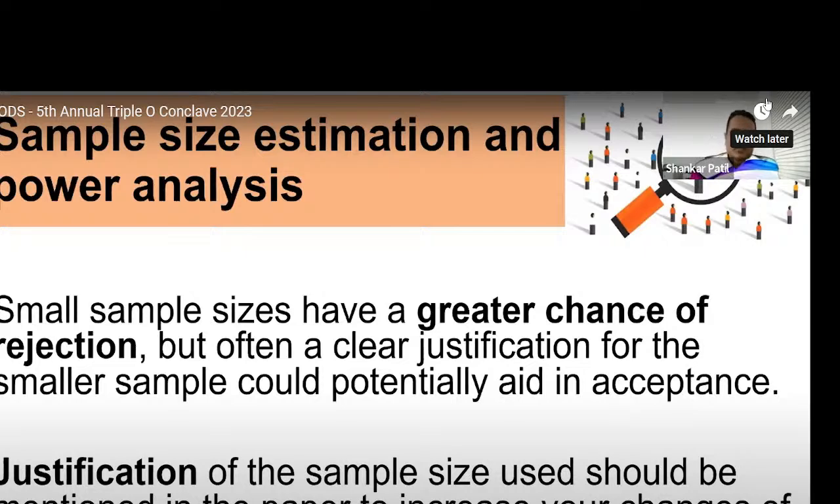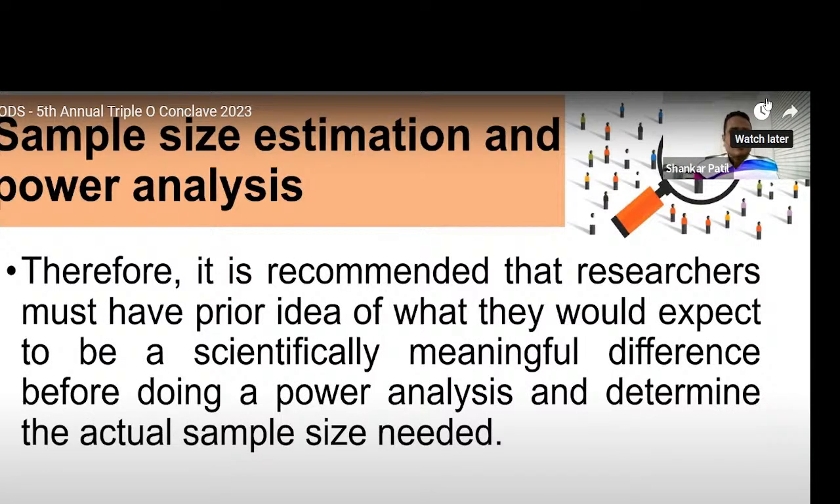Right, I have used histopathology, immunohistochemistry, Western blot, and flow cytometry. So, the more depth in the investigation, you can explain that because of this, my sample size was less. And it is recommended that the researcher must have a prior idea of what they would expect to be a scientifically meaningful difference before doing a power analysis.